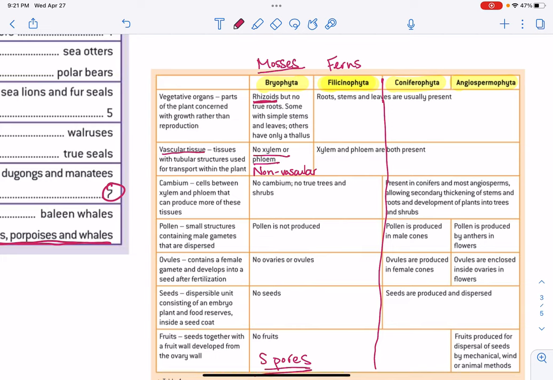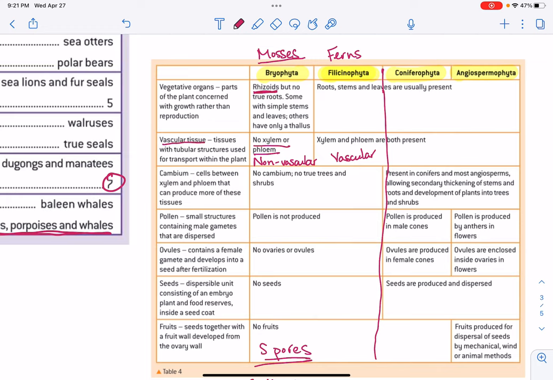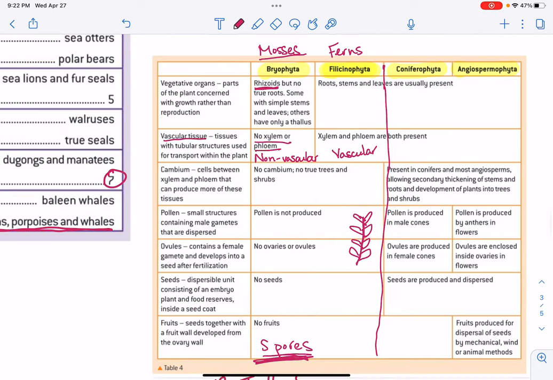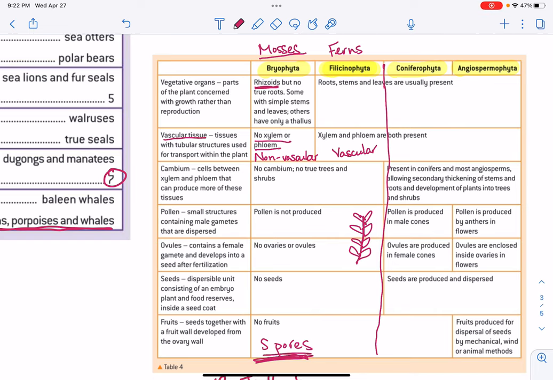So the Pteridophyta, which I know I'm saying wrong, these are the ferns. So they are vascular. They don't produce pollen, no ovaries, no seeds, no fruits. They use spores. And they usually look like the ones that I drew earlier, where they have double leaves, this kind of look. But yeah, if you see a fern, then that's what it is.